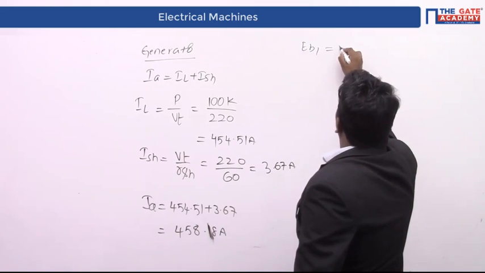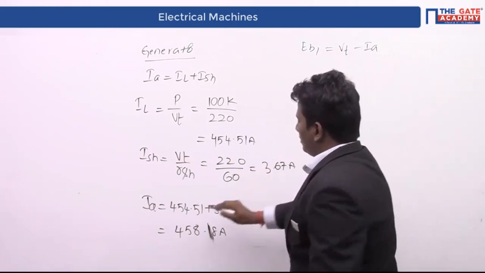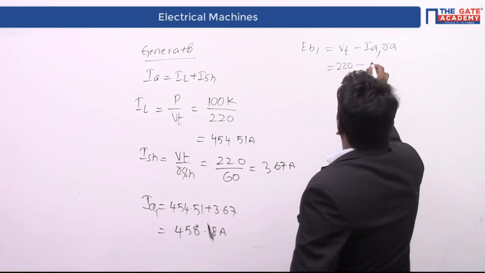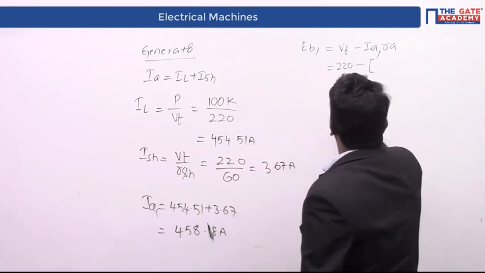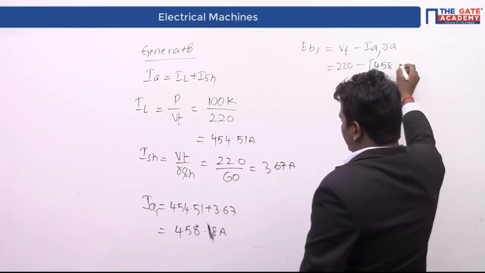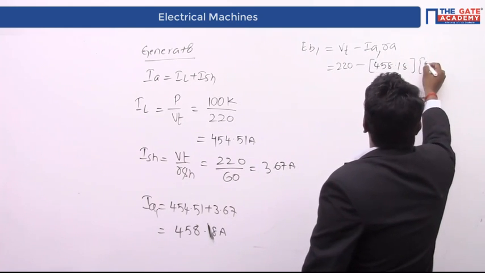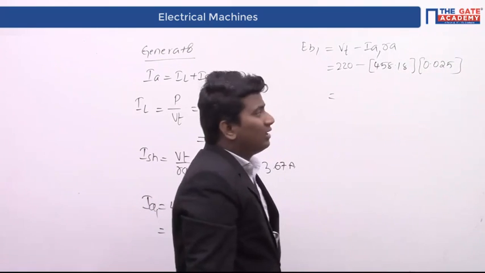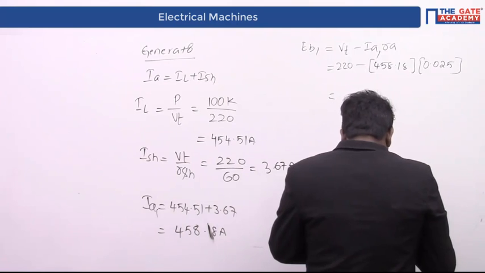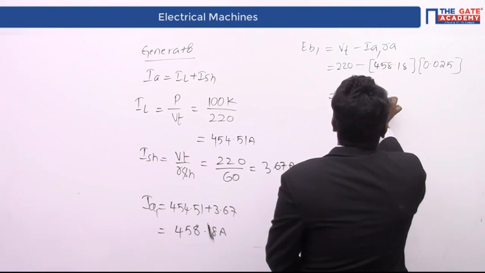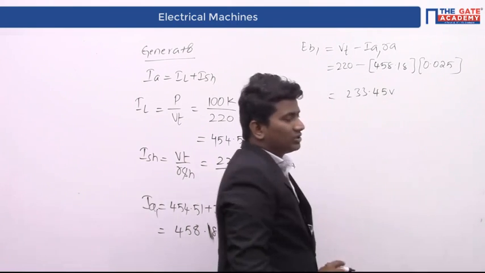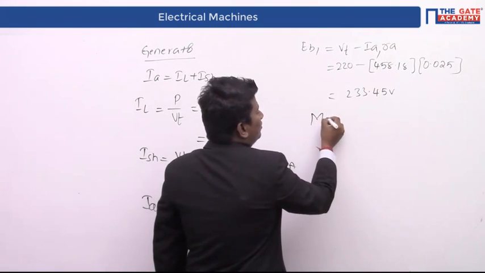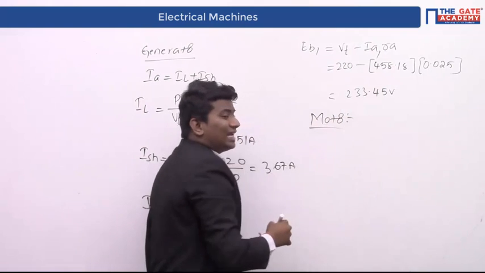Now from this, what is EB1? EB1 is equal to VT minus IA1 RA. VT is 220 minus IA, 458.18, times RA, 0.025. So finally EB1 is equal to 233.45 volts.